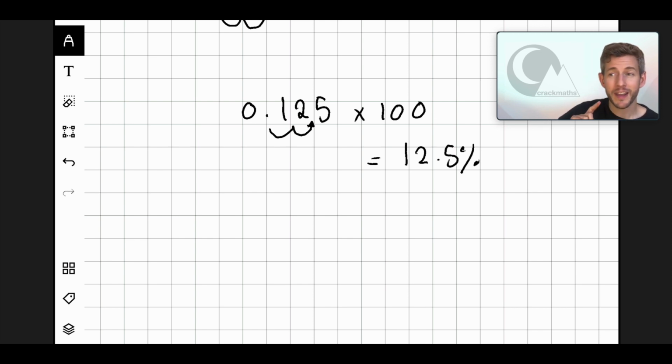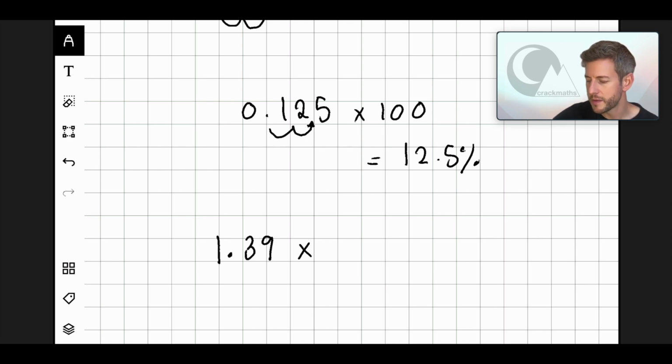Okay, let's try an even different one again. Let's say, for example, we had a decimal that's actually got a whole part to it. Let's say 1.39. Okay, so if we have 1.39 and we want to convert it into a percentage, we're going to times it by 100. So remember, the decimal place is going to move once, twice, making the number bigger, and this is going to equal 139%.